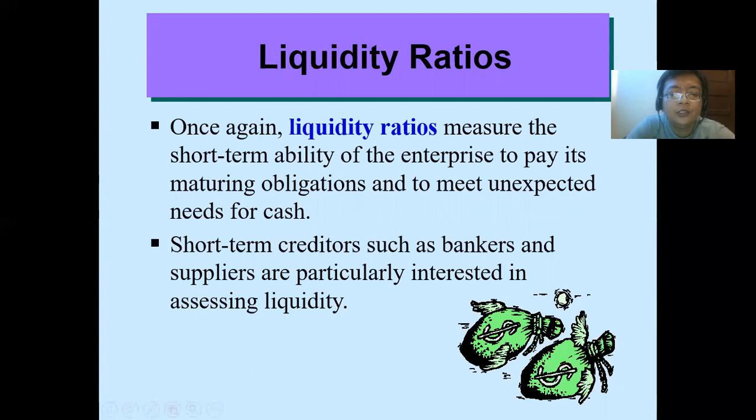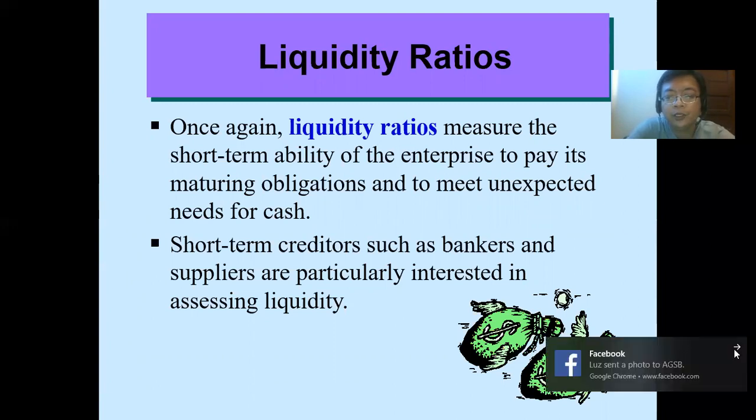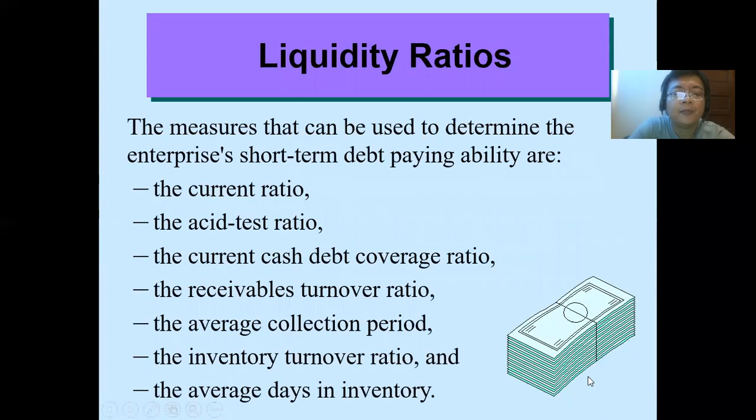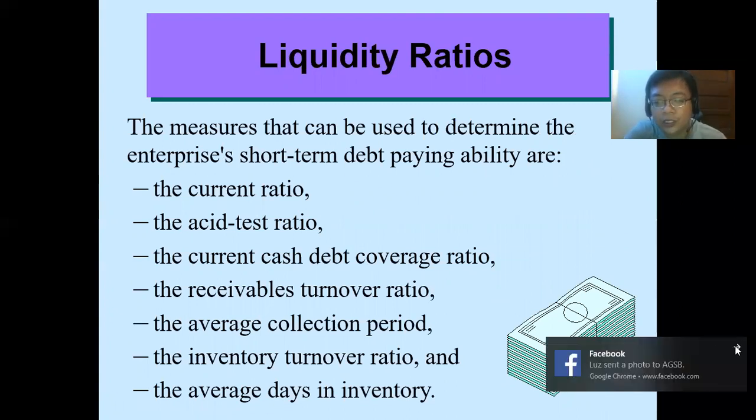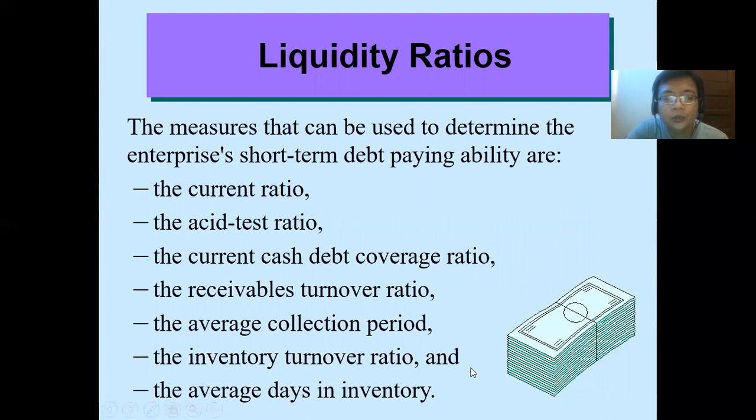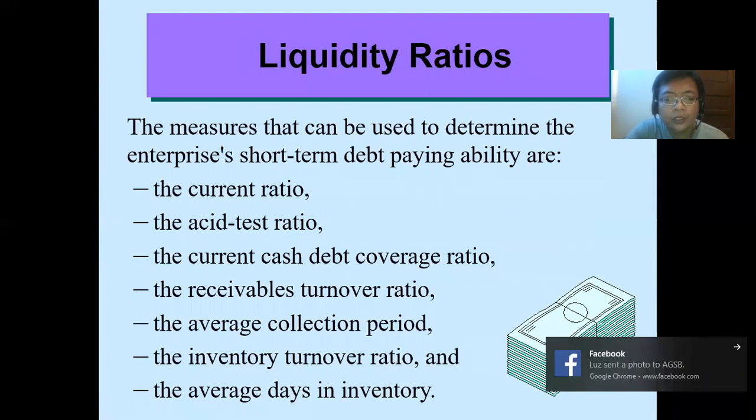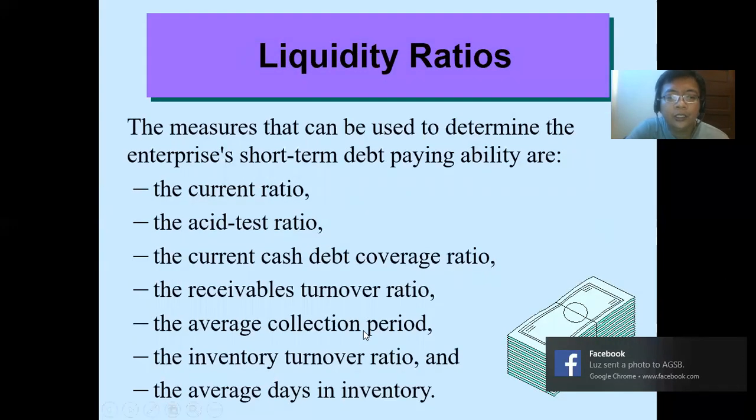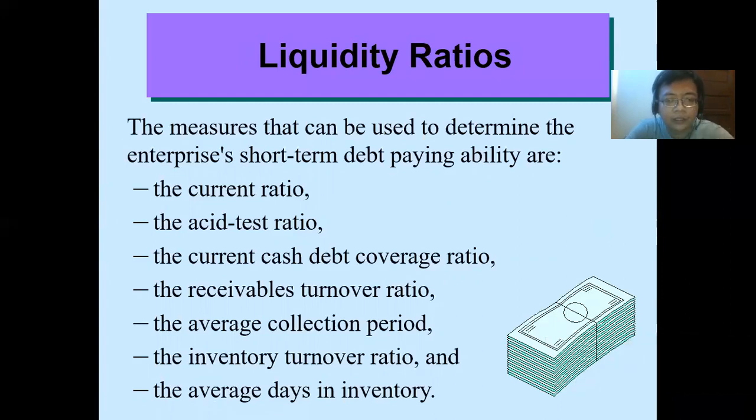Okay? So, who are the usual end users? You have your bankers, you have suppliers, you have short-term creditors. Okay, why? Because they're the ones who will assess the liquidity of the company. What are the examples of liquidity ratios? You have current ratio, acid test ratio, current debt ratio, and you have your average collection period, inventory turnover, and average days in inventory.